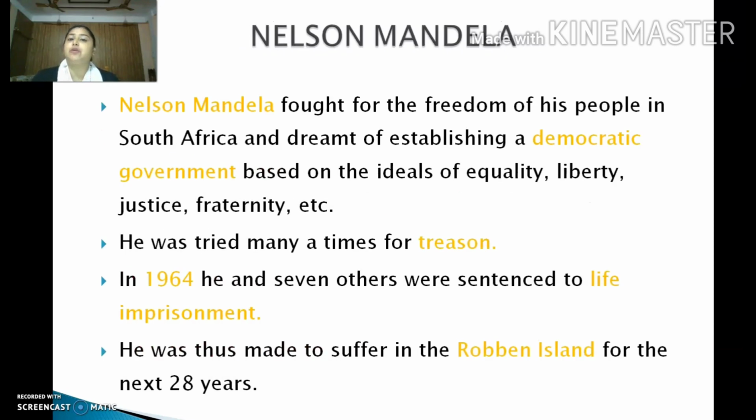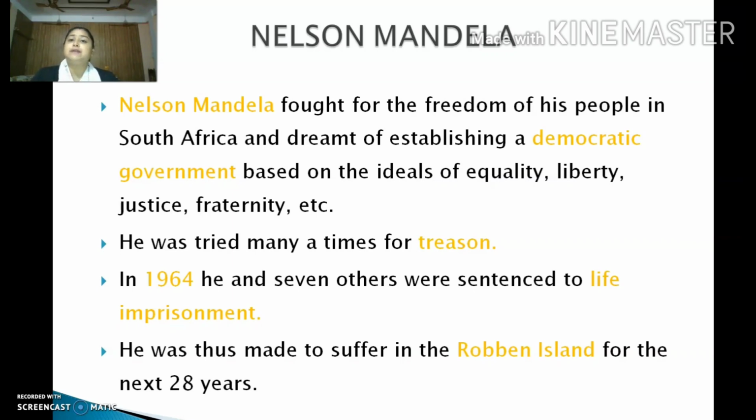So let us know something more about Nelson Mandela. It was mainly Nelson Mandela who fought for the freedom of his people in South Africa, and he dreamt of establishing a democratic government based on the ideals of equality, liberty, justice, fraternity, etc. So Nelson Mandela always wanted this apartheid political system to end, and in the process he wanted freedom for his people. And after establishing freedom, he wanted to introduce democracy in his country where everybody will be equal, where everybody will be free, where everybody will get justice and everybody will have a sense of brotherhood or fraternity.